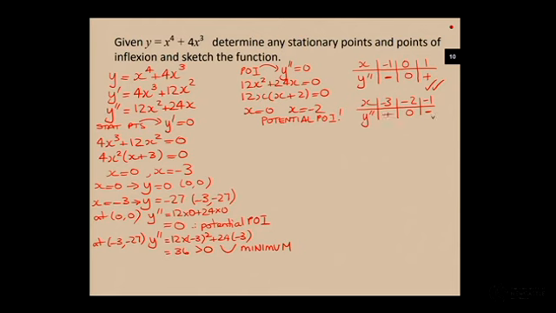So these have both become points of inflection. So our job is therefore to go and find the y coordinate. So we've got to say that when x is equal to 0, what the y is, when x is equal to -2, what the y is.